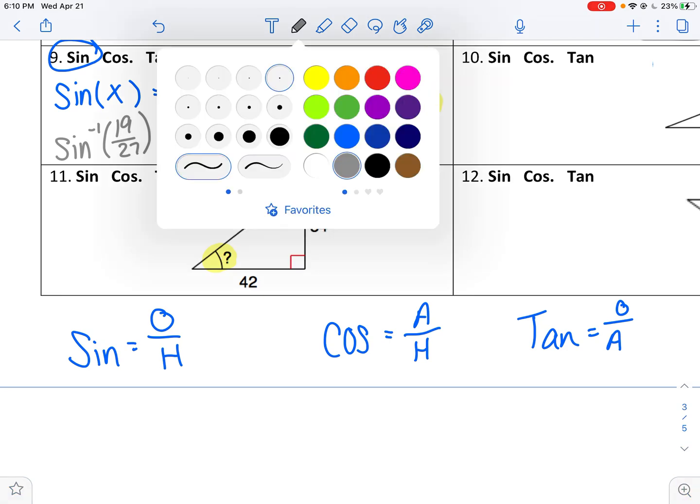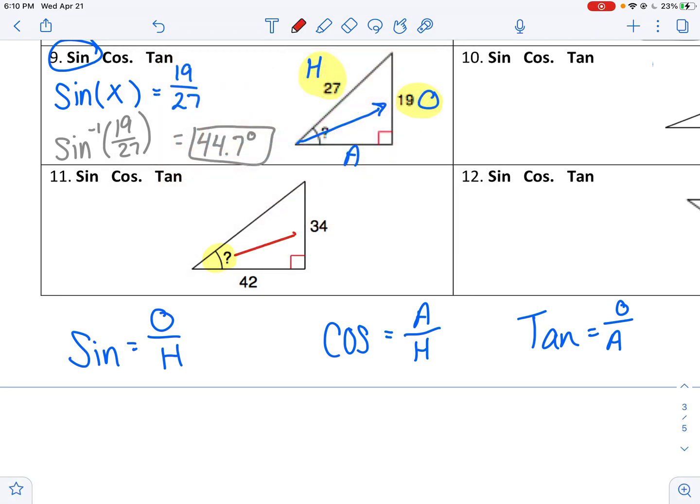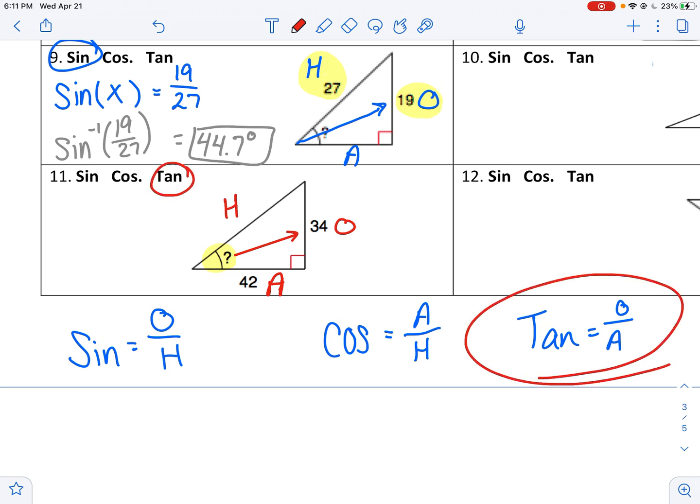Okay, first of all, again, identify what parts you have. There's my opposite side. My hypotenuse is always the biggest side across from the right angle. That's the adjacent. So it looks like I have the adjacent and the opposite. Well, what uses adjacent and opposite? That's tangent. So the tangent of what's my angle? Oh, I don't know that, but I know that anytime there's an unknown, I can put an x there. So the tangent of my unknown equals the opposite, which is 34, over the adjacent, which is 42.